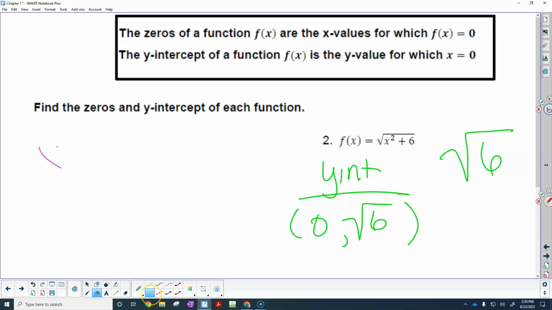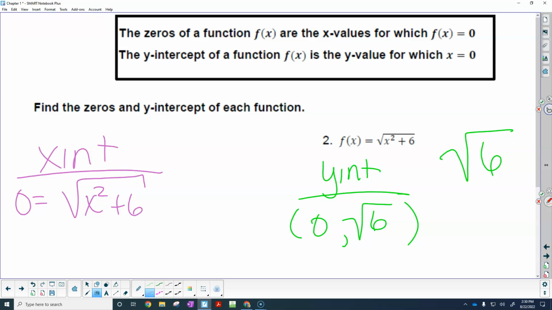Let's find the x-intercept. Now remember, for the x-intercept, y equals 0. We're solving. So 0 is going to equal the root of x squared plus 6. Y'all, just like a fraction, you can't solve x when it's in a square root symbol. How are you going to get rid of it? Square both sides. That's right. Again, the left side stays 0. So 0 is going to equal x squared plus 6. Is that factorable? No, so we have to solve for x.